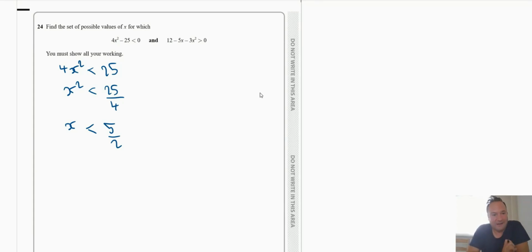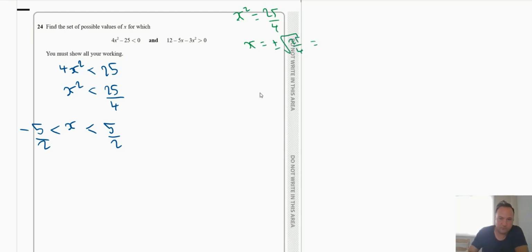However, we can also see, can't we, guys, that x can also be a negative value. When we multiply a negative value by itself, we're also going to get the same result. So we also have to consider that x has to be greater than minus 5 over 2 as well, because when we take the square root, we actually get plus or minus 5 over 2. The minus comes from the fact that if x squared is equal to 25 over 4, x is plus or minus the square root of 25 over 4, which is plus or minus 5 over 2. So x is strictly less than 5 over 2, but strictly greater than minus 5 over 2.